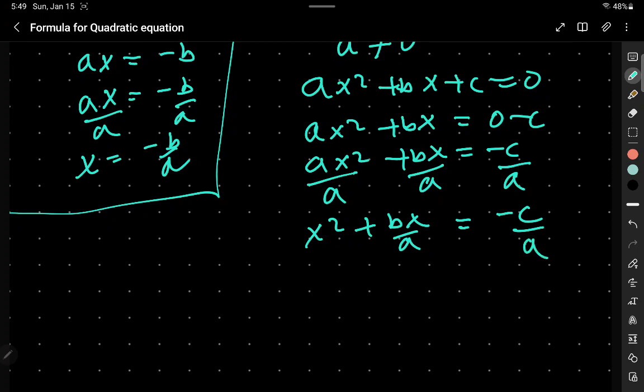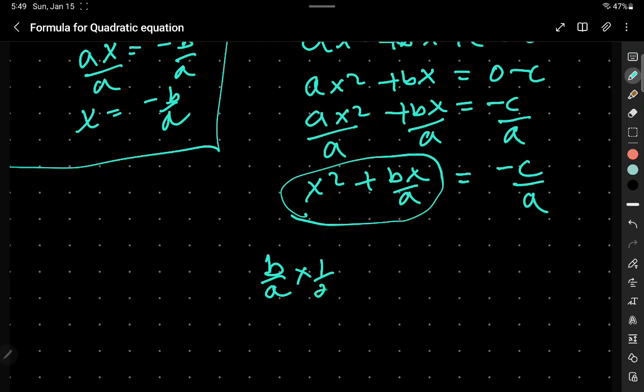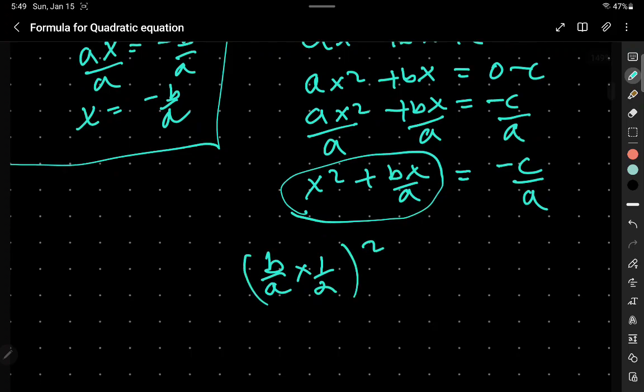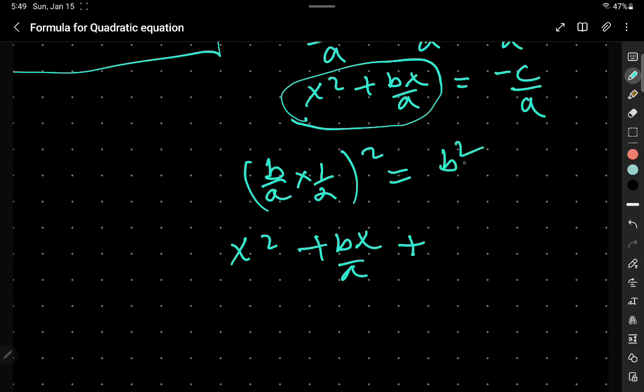Then x squared plus bx over a is going to be minus c over a. Now, to make x squared plus b over a times x a perfect square, you add the square of half of b over a to both sides. This time you're going to have x squared plus bx over a plus b squared over 4a squared.